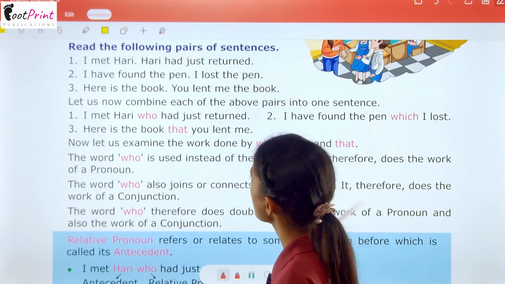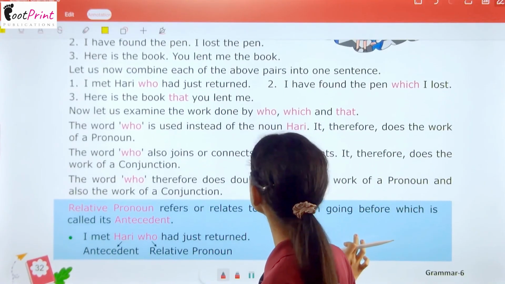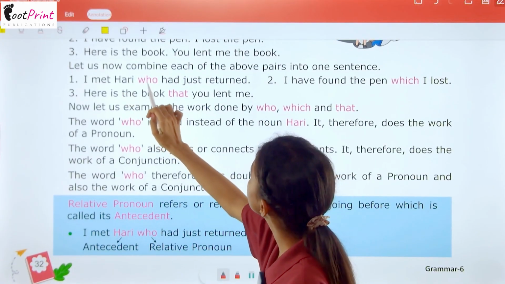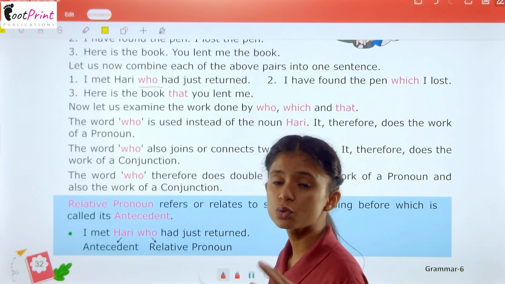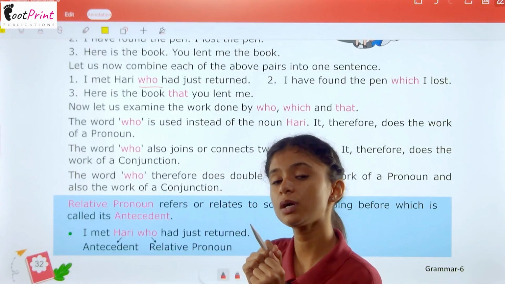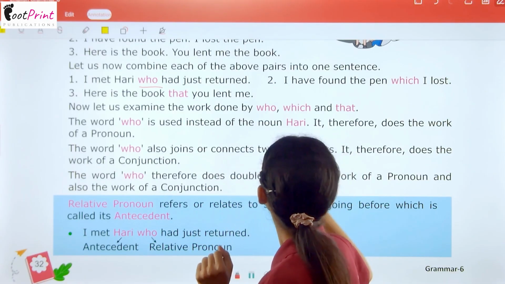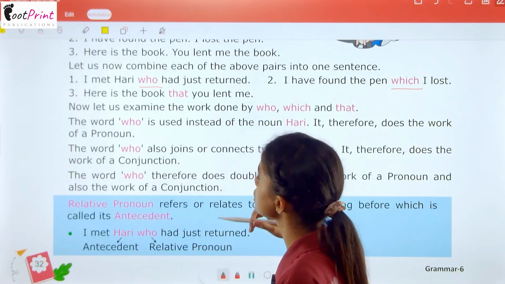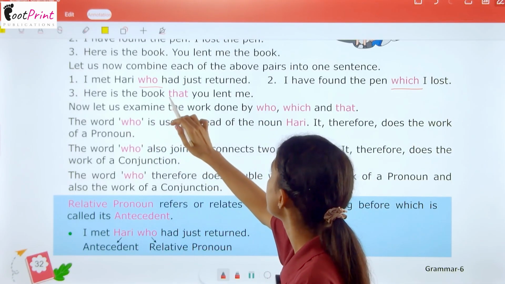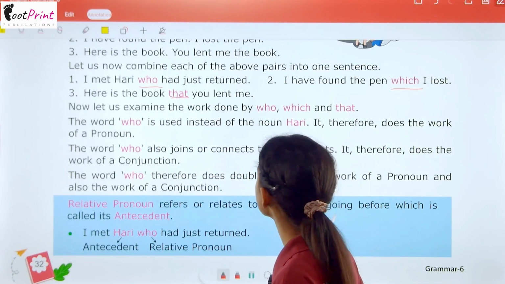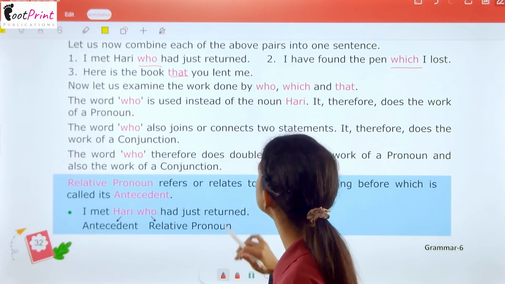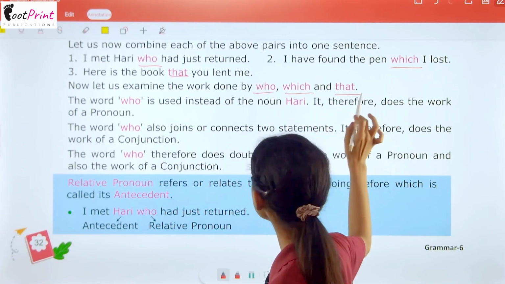So let us now combine each of the above pairs into one sentence. I met Hari who had just returned. So we had two different sentences and now we are combining them. I have found the pen which I lost. Here is the book that you lent me. So now let us examine the work done by who, which and that here.